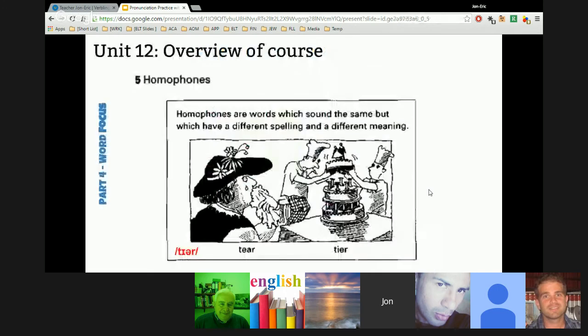This also gives us an opportunity to look at the IPA. Okay? Homophones are words which sound the same but have different spellings and meanings. Look at the word in red. How do you say that word in red, Jose? What do you think? What's the pronunciation of the red word? Yes. Tear. Tear, exactly.